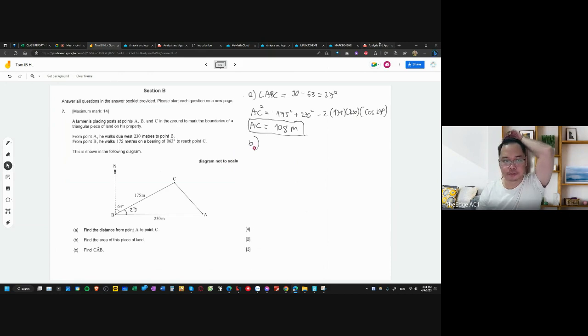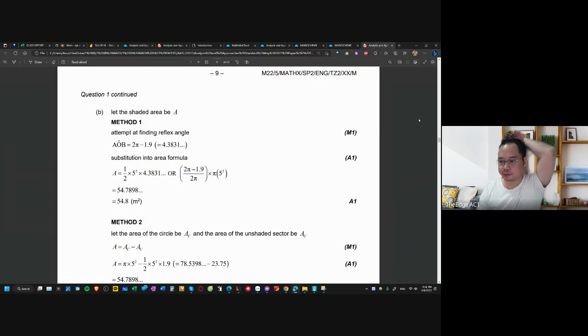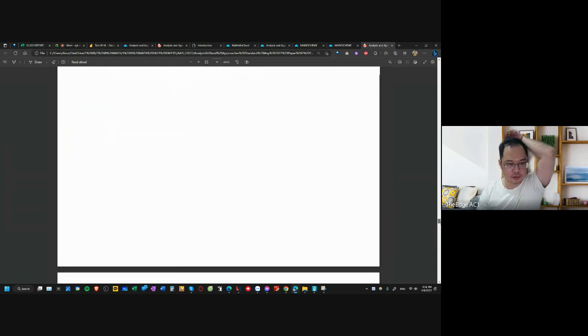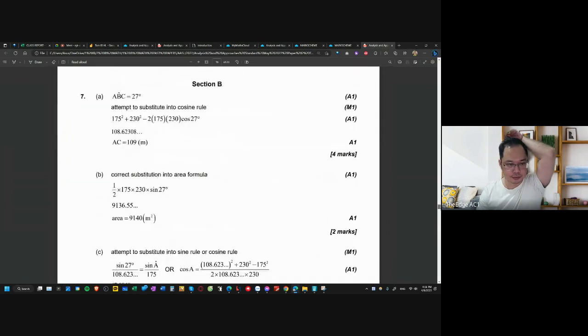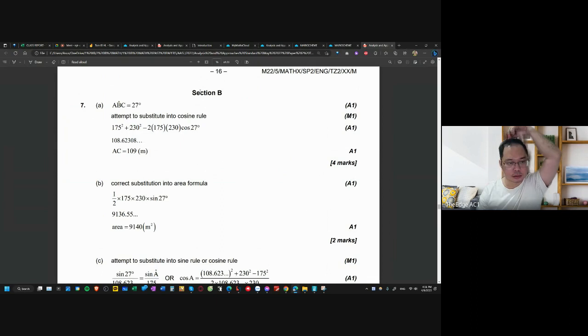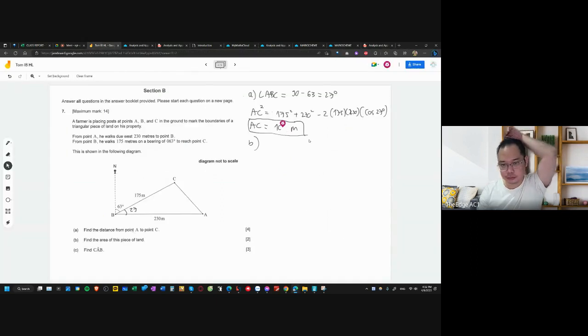108 meter. Question 7. Okay, round to 109. Find the area of the piece of land. Use the formula 1/2 the base multiplied with the height. The base is AB, 230 meter, and the height, we can calculate that by using 175 multiplied with sine of 27 degree to get the height.